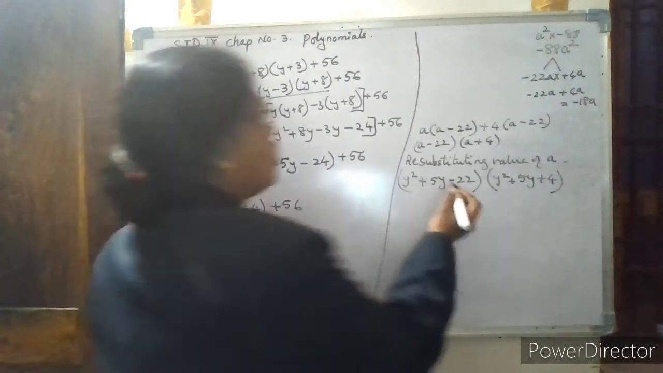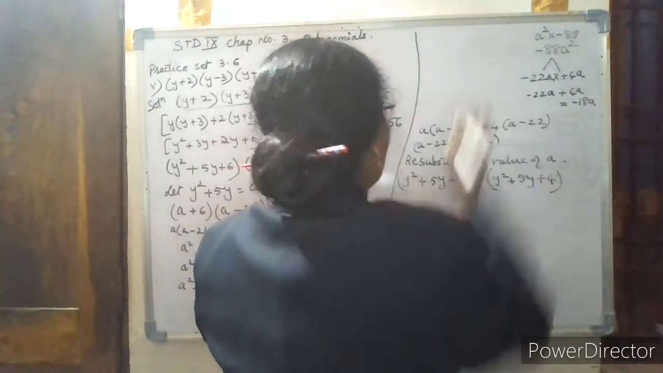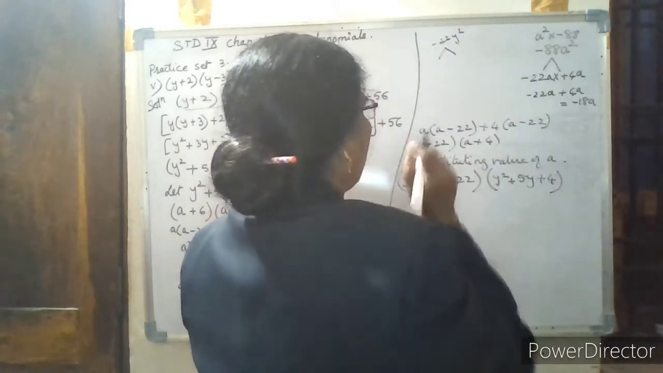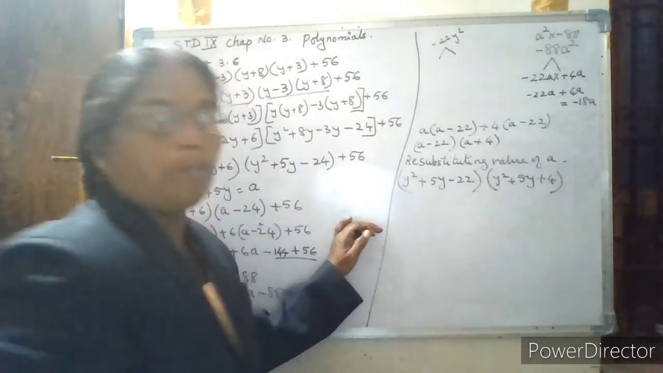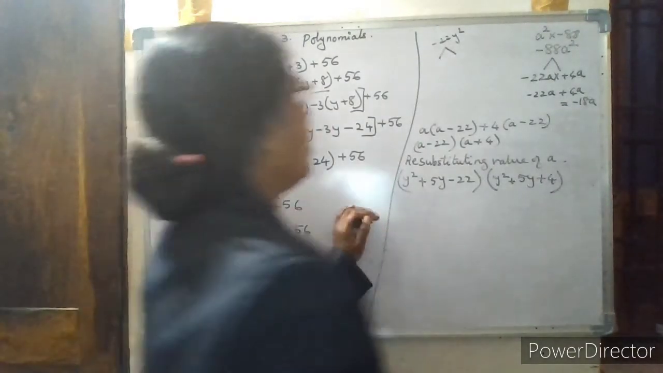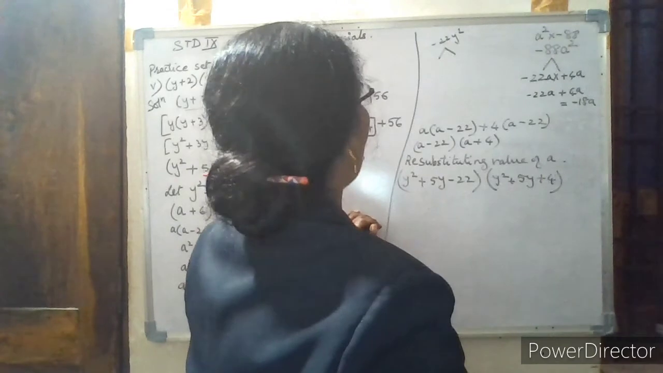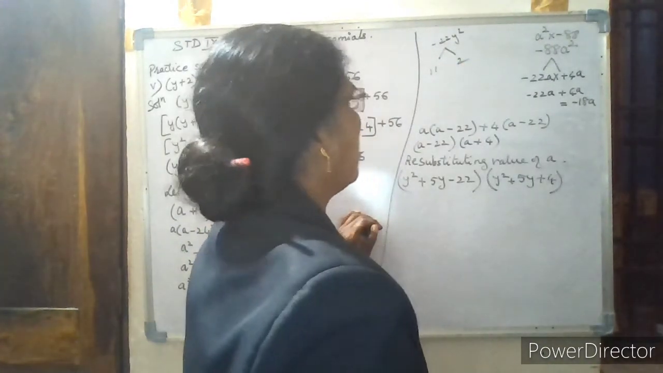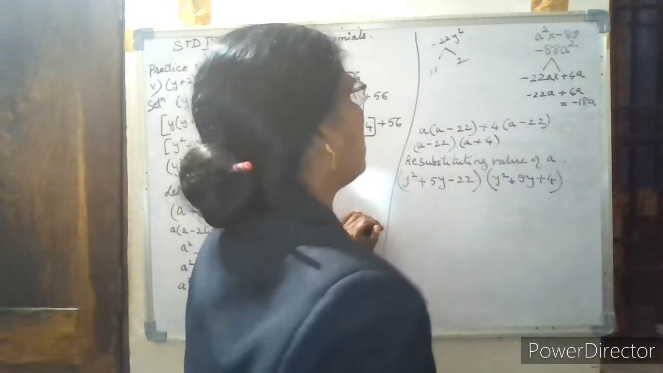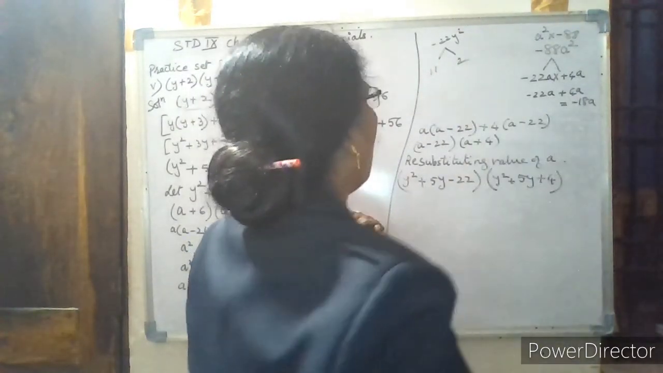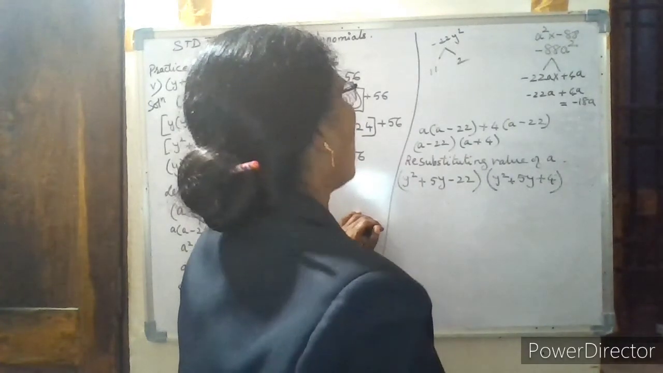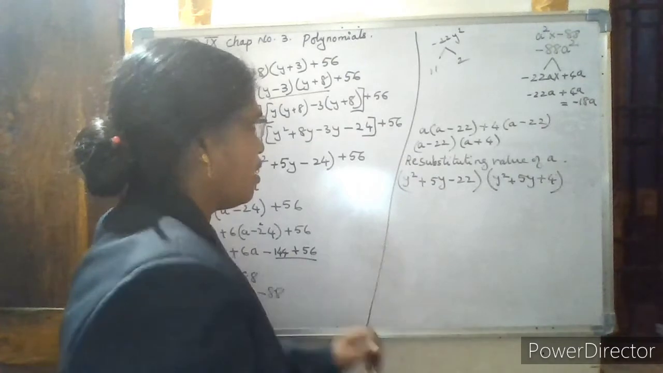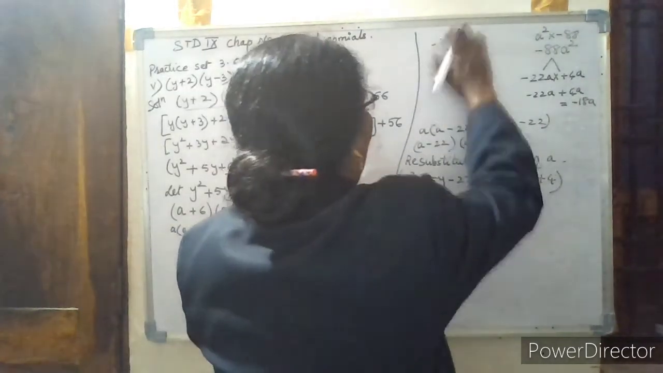Now for minus 22, split it in such a way that we get the middle term plus 5y. 11 twos are 22, there is no other factor. 11 plus 2 is 13, and 11 minus 2 is 9, so no chance to get 5. So we cannot factorize this quadratic polynomial.